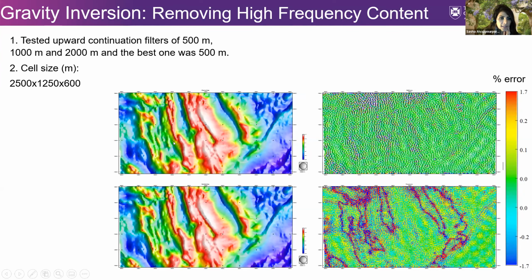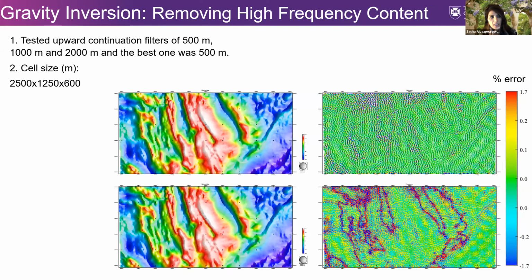And the reason for that is, even for the joint inversion, if you want to do such a big area for gravity, you're better off removing the high frequency content, because you're capturing a lot of bigger structures, and that can produce a lot of blobbiness and noise in your inversion. I did try a few filters, 500, 1,000, 2,000, and the best one was 500.